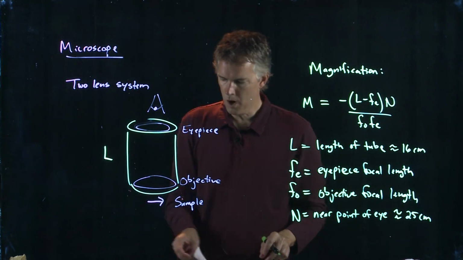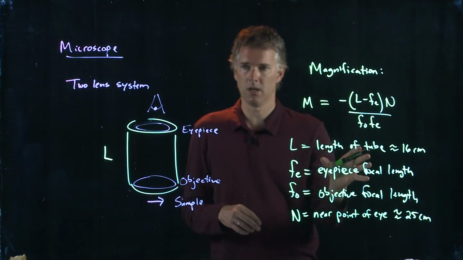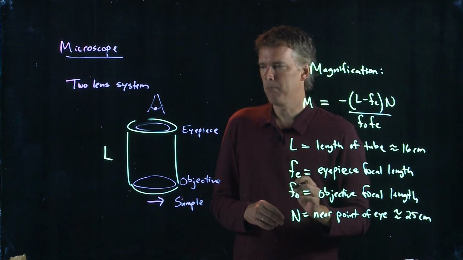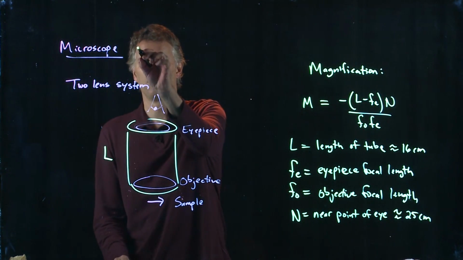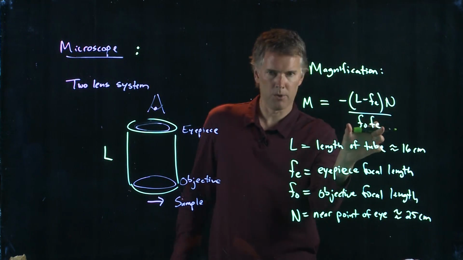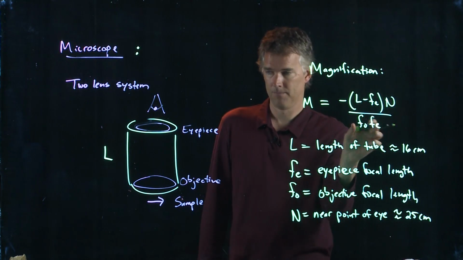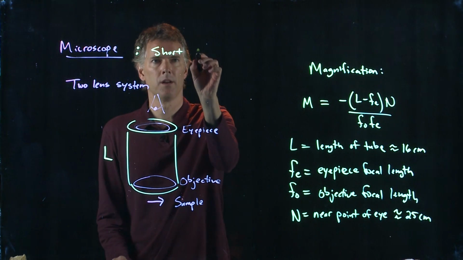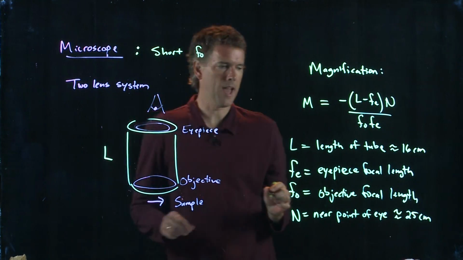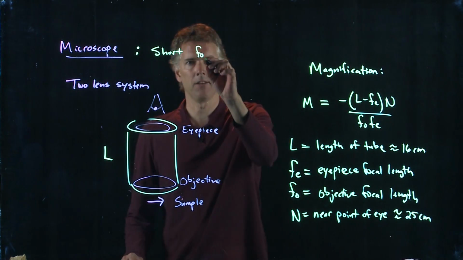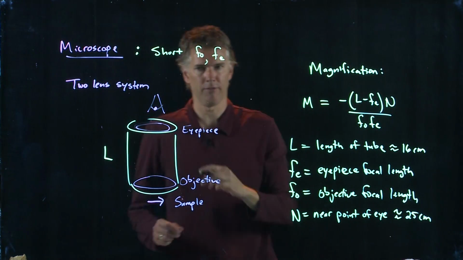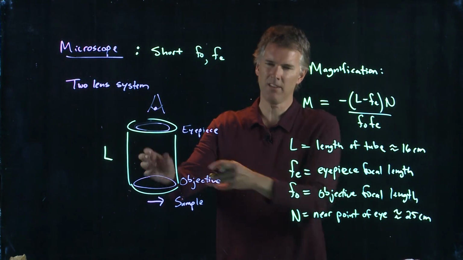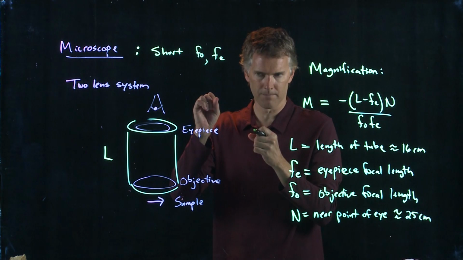So you want good magnification in your microscope. And if you look at this equation right here, that means you want this number down here to be small. And so a microscope, in fact, has a short focal length FO, and it has a short focal length FE. Both of those lenses have very short focal lengths. And like I said, you can take them out and you can look at them individually.